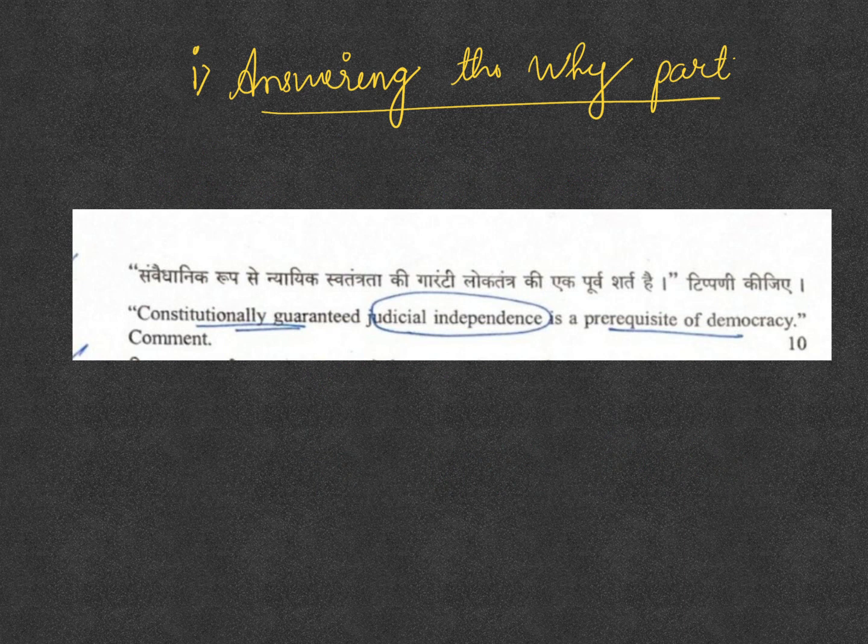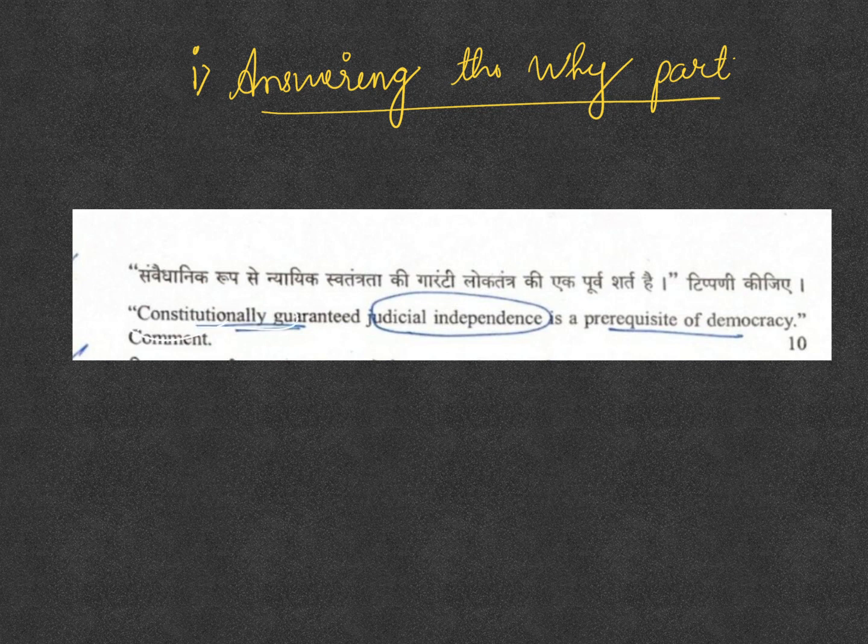The question that you're seeing on the slide is a question that was asked this year in the UPSC GS2 paper. The question reads, "Constitutionally guaranteed judicial independence is a prerequisite of democracy, comment." So here you need to ask why is it that judicial independence is important? Also, one more thing that I want you all to remember here is you have to underline the most important keyword that you feel is there in the question.